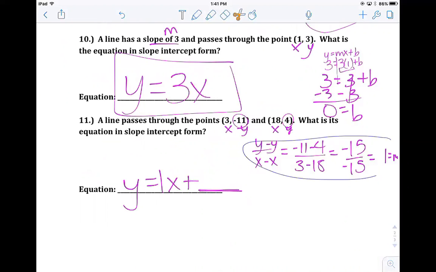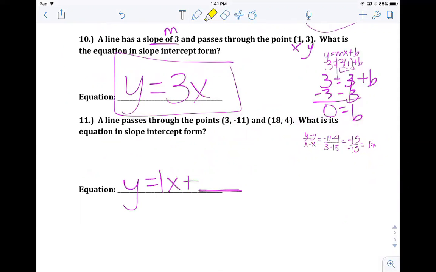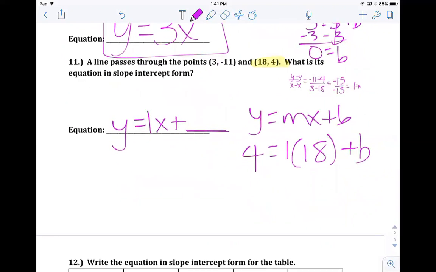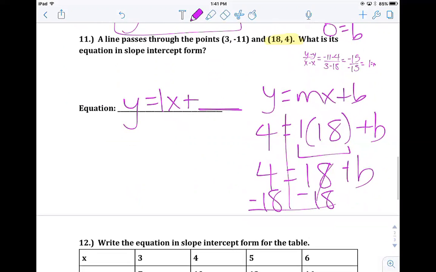So right now, I know my equation is y equals 1x plus something. So to find out what that something is, just like what we did in problem 10, we're going to pick a point. I'm going to pick the second point here. And I'm going to replace that in my y equals mx plus b. So my y is my 4, my m is 1, and my x is 18 plus b. 1 and 18 make 18. So I have 4 equals 18 plus b. And I'm going to subtract 18 on both sides. So I end up with negative 14 equals b. So up here, I'm going to plug that piece in.